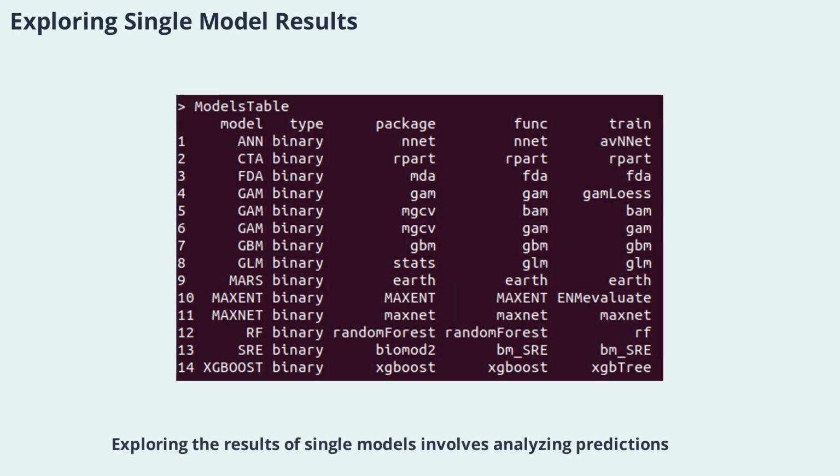Exploring the results of single models involves analyzing predictions, evaluation metrics, and variable importance for each model instance. Visualization tools help identify patterns and inconsistencies across models, runs, and data partitions. By systematically reviewing these outputs, researchers can refine their modeling approach and select the most reliable models for further analysis or ensemble construction. This iterative process is key to building robust ecological models.